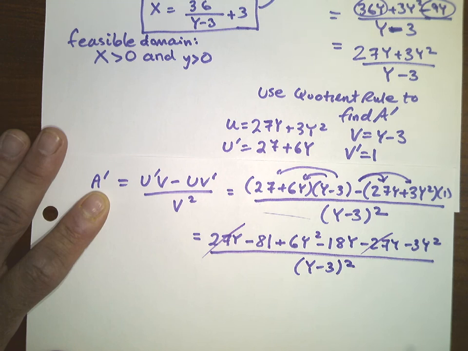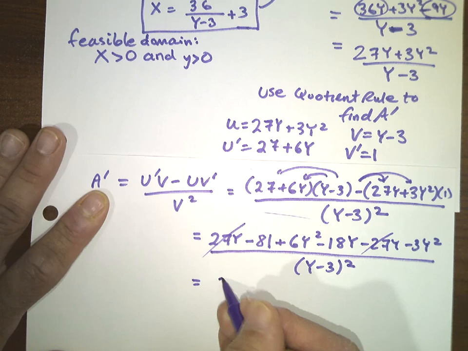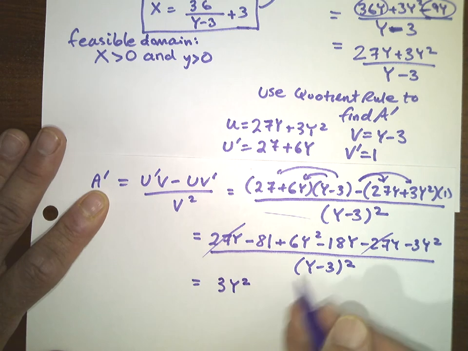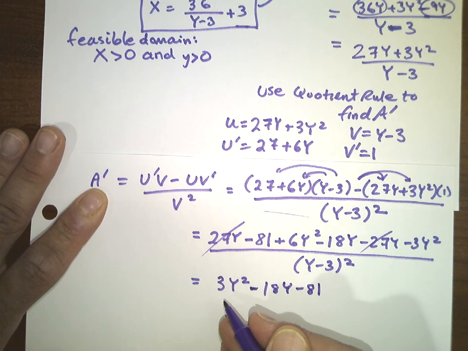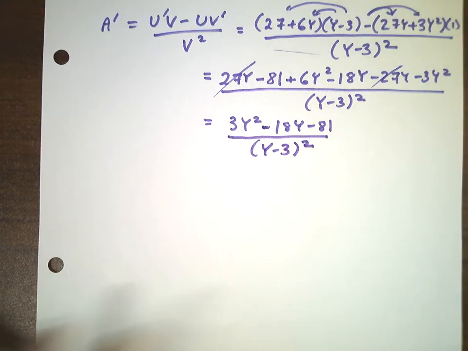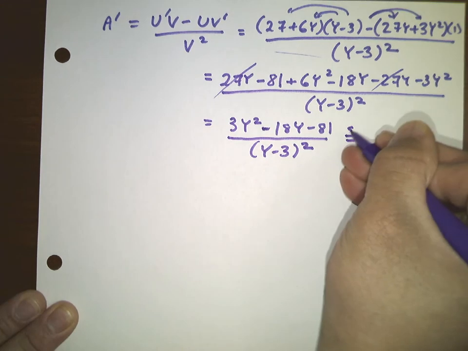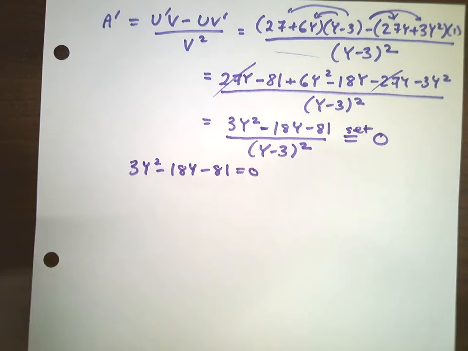So 27y zeros out. And then we have 6y squared minus 3y squared, so that's 3y squared. Then we have minus 18y minus 81 all over y minus 3 squared. Now what are we going to do with this? We are going to set this equal to 0. So 3y squared minus 18y minus 81 equals 0.